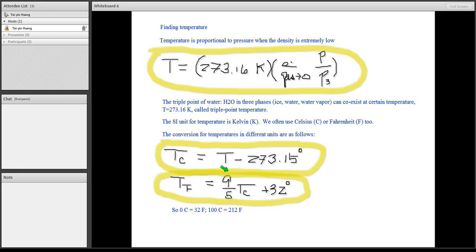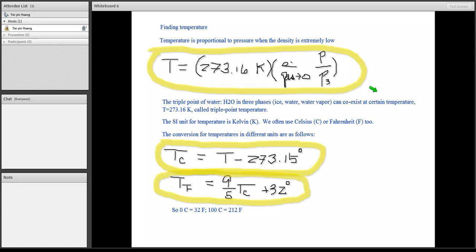What we know is that by the ideal gas law, which we're going to discuss in the next chapter, we found that temperature is proportional to pressure when the gas density is extremely low. So the temperature at any given pressure can be found. Let's say your T is the unknown temperature, and the reference point is 273.16 Kelvin, which we're going to discuss immediately after this, times the limit of P over P3 when the gas density is low, which means that it's approaching zero. And so this equation tells you that temperature at any pressure is equal to a constant, 273.16, times the ratio of the pressure of the object at temperature T divided by the pressure P sub 3.